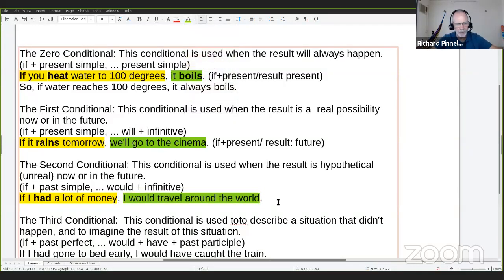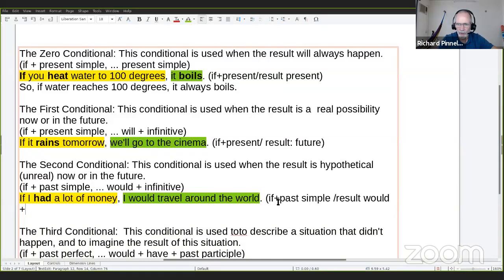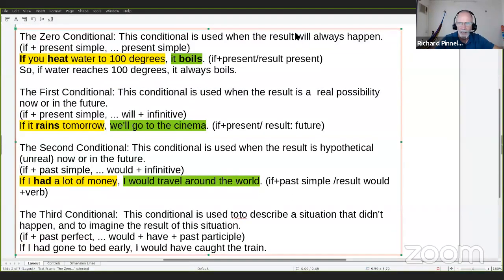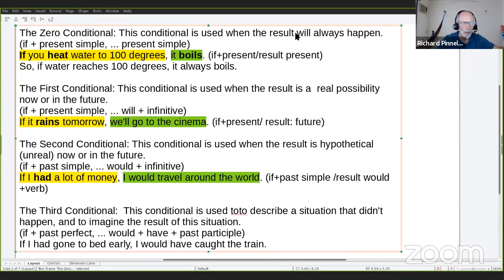So here, the if part is in the past simple, and the result is using would plus the main verb. So these two here, the zero, the first, the second, we've seen them before, or I've talked about these, I've got videos on my channel where these were dealt with before. So today we're going to look at the new one.